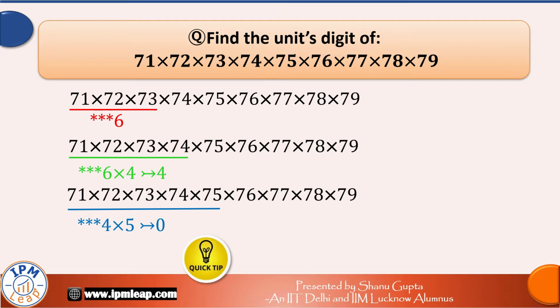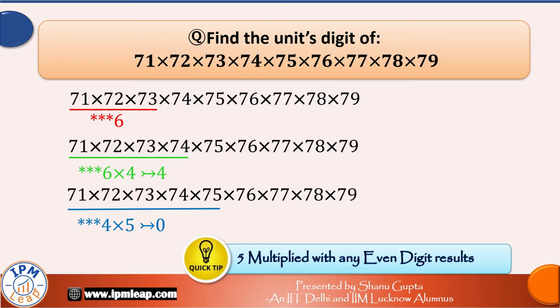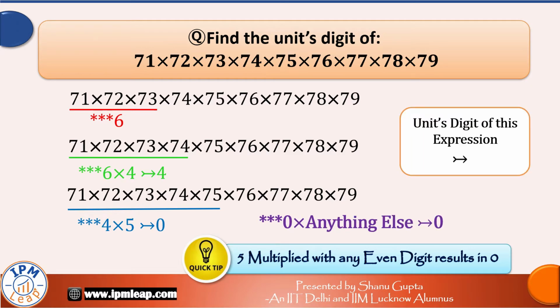Can you guess what will happen next? Since 0 multiplied with anything else is also 0, 0 into 6 into 7 into 8 into 9 is also 0. So our answer for the units digit of this expression is 0. There is a very important takeaway in this question. 5 multiplied with any even digit results in 0.